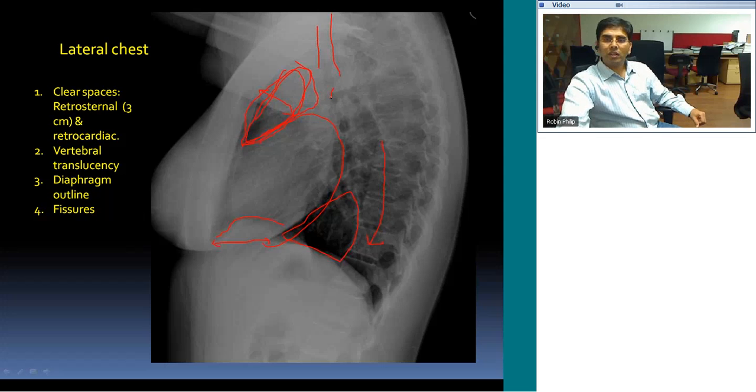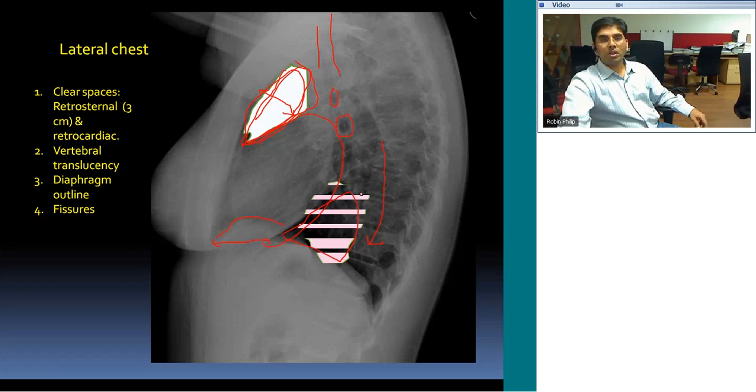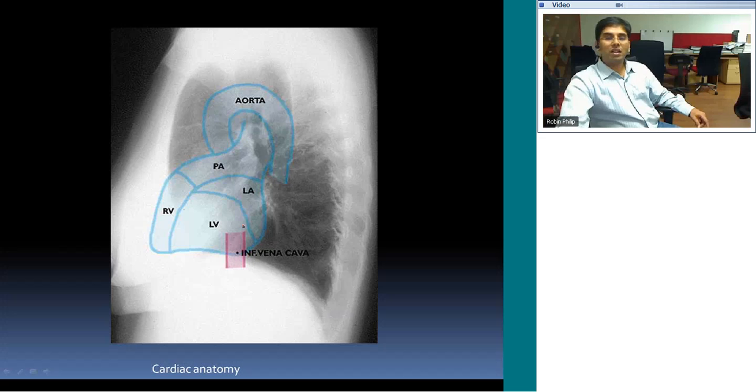Okay, and this round structure is the right upper lobe bronchus. This is the left upper lobe bronchus, and look for the cardiac size. If there is any cardiomegaly, more and more of the heart occupies this retrosternal space. In the same way, if there is any enlargement of the left atrium and left ventricle, you'll see encroachment of this retrocardiac space. And look for the diaphragmatic outlines, as I told, and then the fissures. You have to observe for the fissures. Now, that is your retrosternal and retrocardiac spaces, and then the corresponding cardiac anatomy.